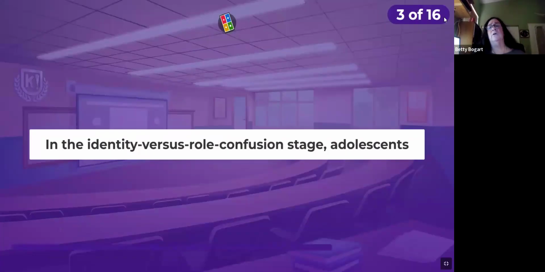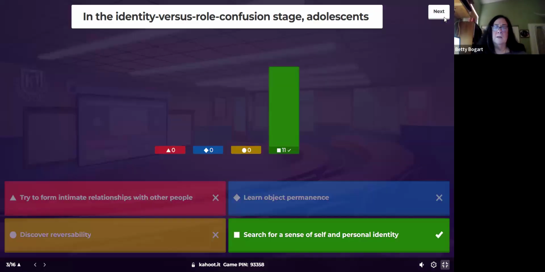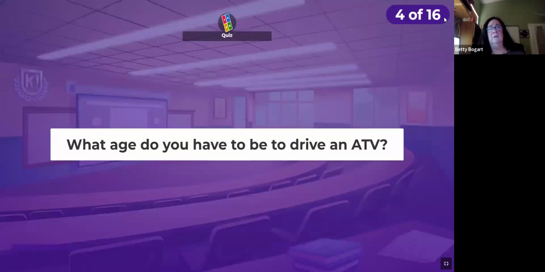In the identity versus role confusion stage, adolescents are looking for who am I and what am I going to be? I think I've explained that enough. You can't miss that one now.